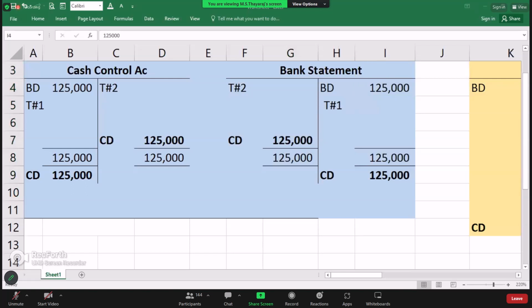The customer check amount 8,450 has not been collected by the bank. So the customer check, we have already entered this amount into the cash book. We have received 8,450. But the bank did not consider it. What happened?